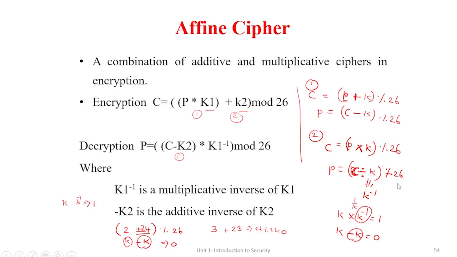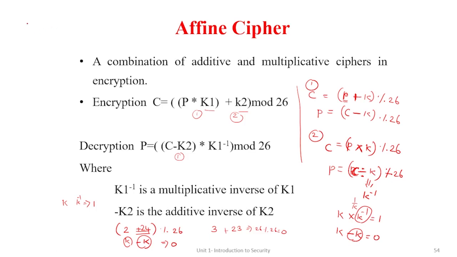Welcome to the cryptography session. Today I am going to give an example for affine cipher and polyalphabetic cipher problems. The affine cipher is one of the monoalphabetic cipher techniques in which two keys are used.